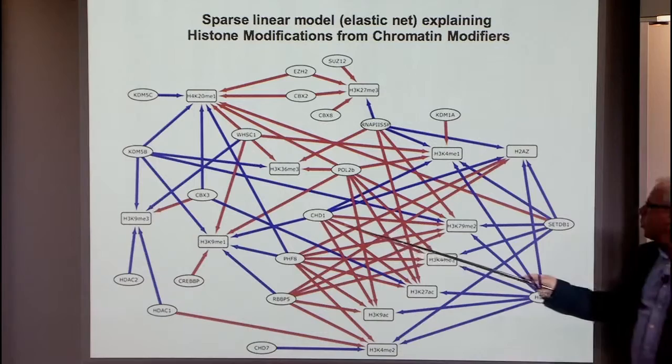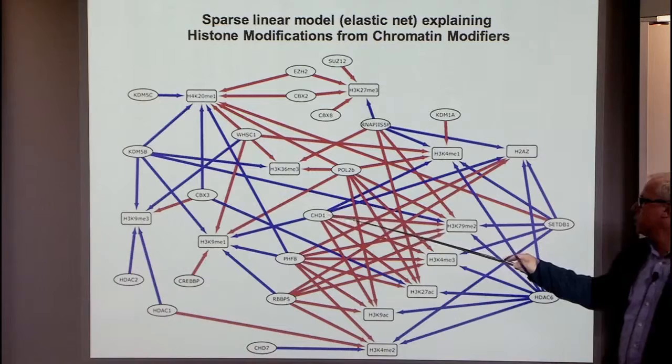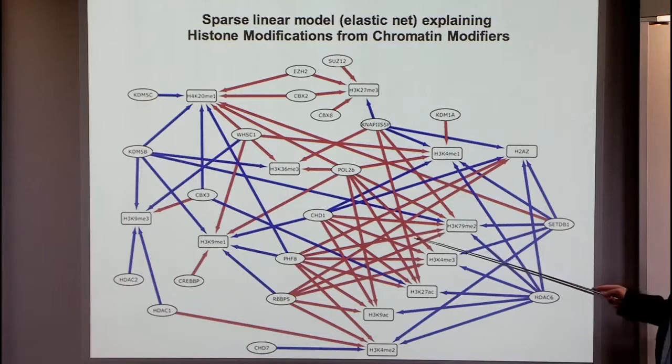Now, the rectangular nodes are the histone modifications. The oval nodes are the chromatin-associated proteins. Many of them are enzymes that actually do something on the modifications. And we have arranged the arrow such that it's always the chromatin modifiers that do something to the histone modification. We have not computed the arrow directions.